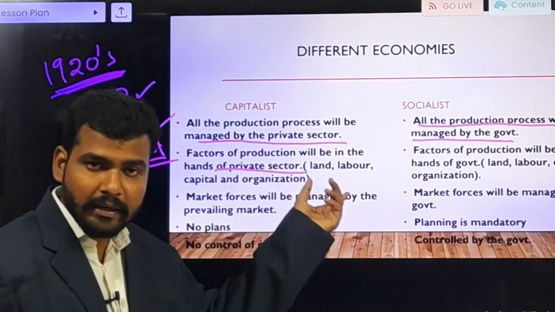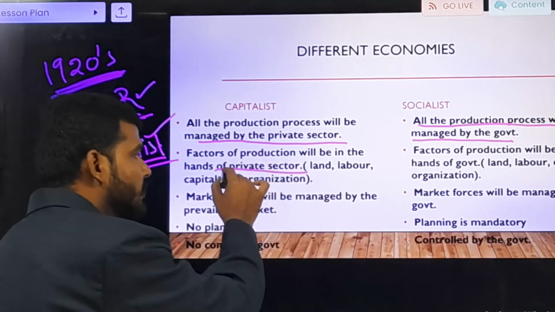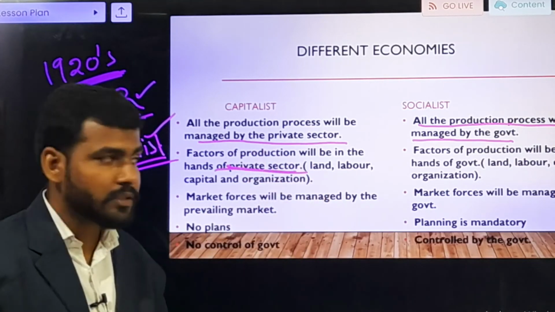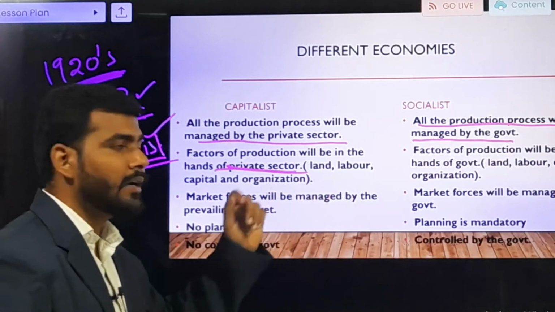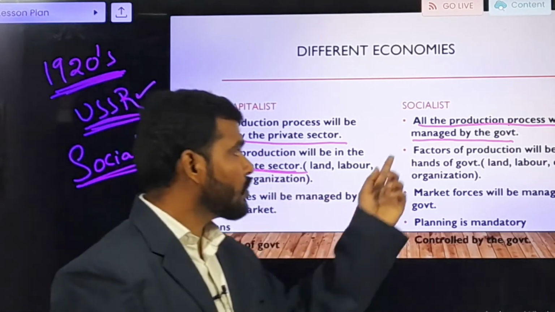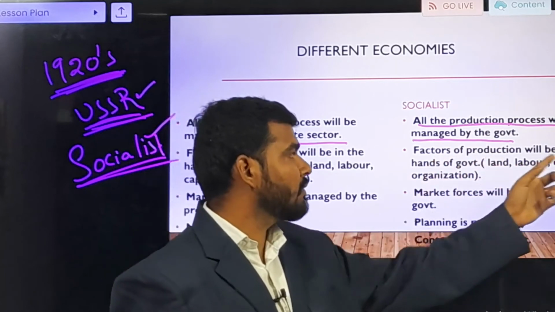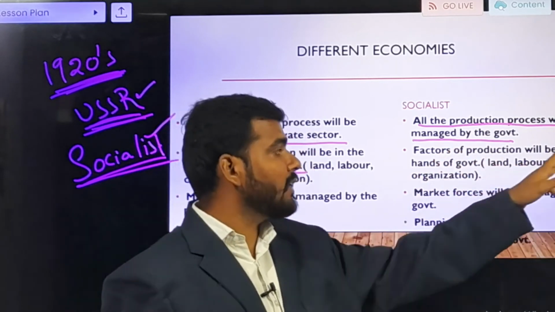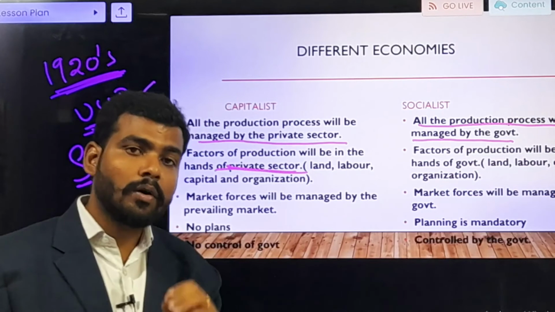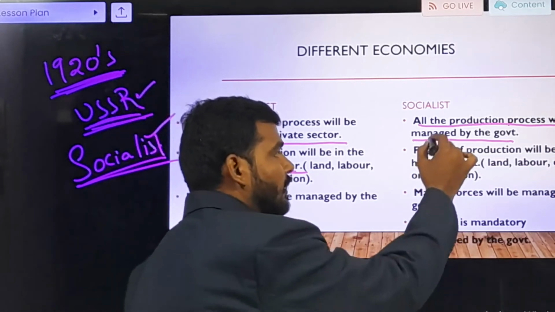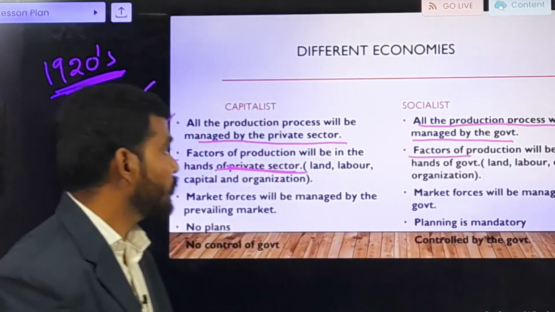When it comes to capitalist, factors of production will be managed by private sector. What are the factors of production? Land, labor, capital and organization. When it comes to socialist economy, factors of production will be handled by government. Even land, labor, capital and organization will also be managed by government in socialist economy.